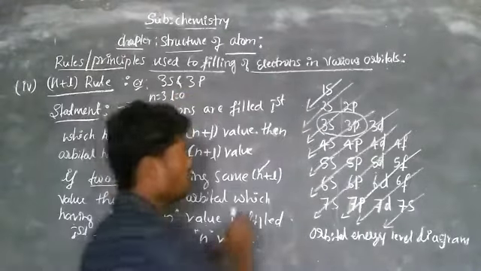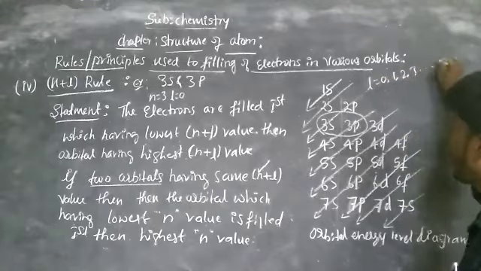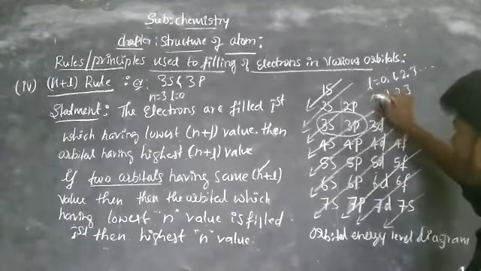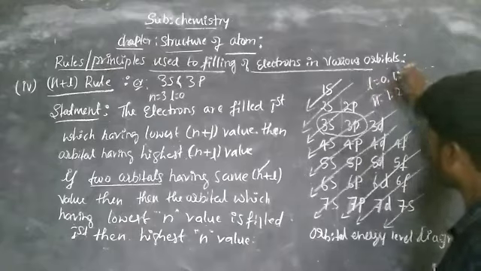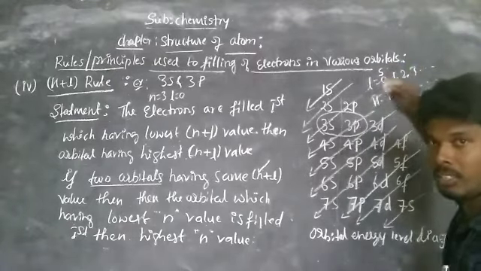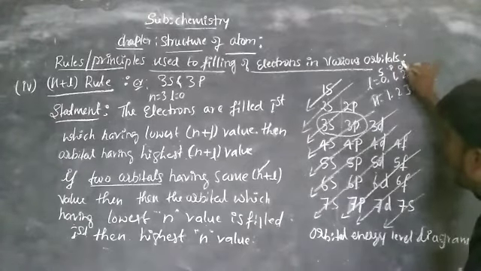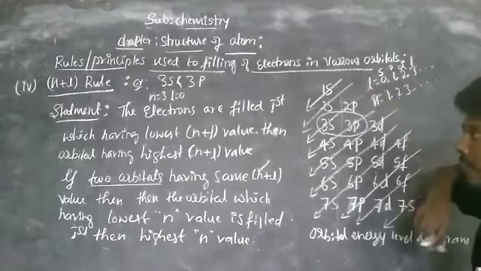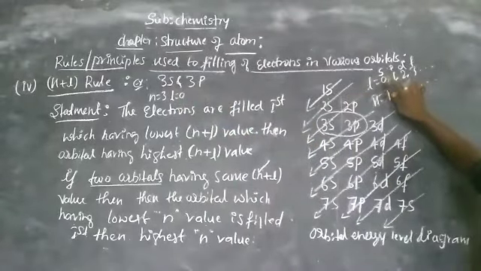I told you the l values: l is equal to 0, 1, 2, 3, and so on, and the n values are 1, 2, 3, and so on. If the l value is 0, then we call it an s orbital, and if the l value is 1, we call it p. If 2, d; 3, f. We are writing like that using the azimuthal quantum number l. Similarly, for s, the l value is what? 0. See, if the l value is 0, then we call it an s orbital.